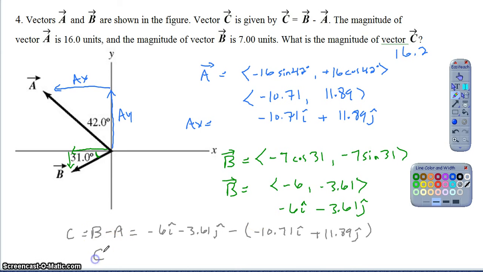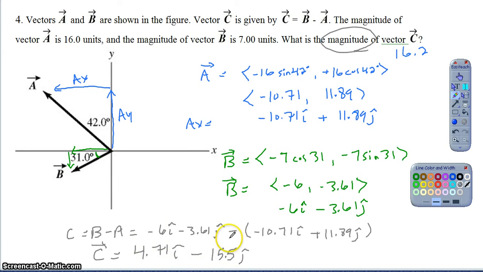So then my components for vector C, I just combine like terms, right? So I distribute the negative, I combine like terms, and I get my components for C to be 4.71I, and then minus 15.5J. Now keep in mind, this is not my answer yet. They do want me to find the magnitude, and really all this tells me is my net components when I do B minus A would be 4.71 to the right, and then negative 15.5 down.